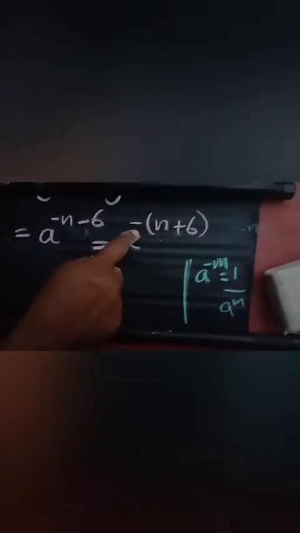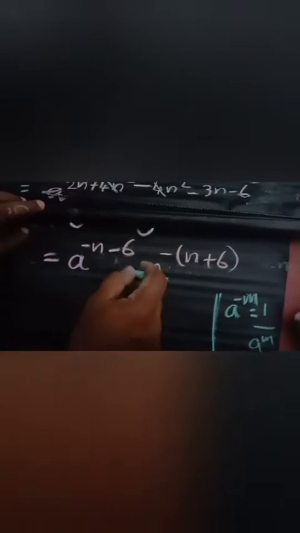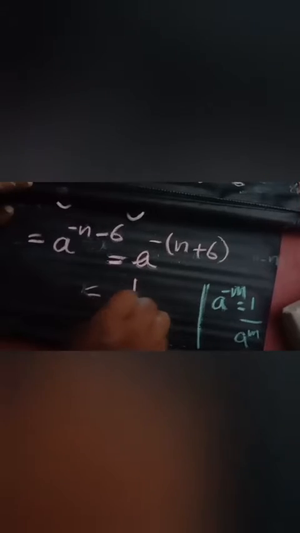What is a raised to minus m? It is 1 by a raised to m. See, a negative power is here. So how to make a negative power positive? By taking the reciprocal. So this is equal to 1 by a raised to n plus 6. This is the answer: 1 by a raised to n plus 6.